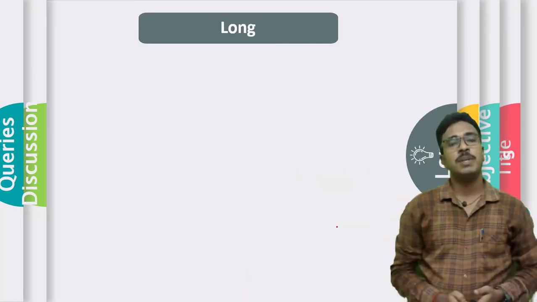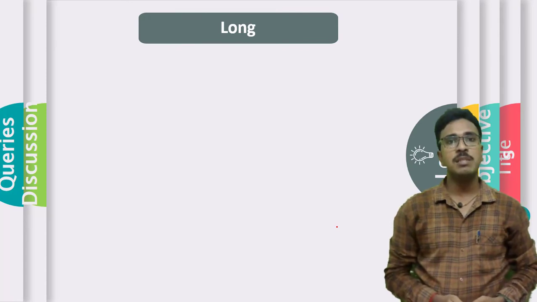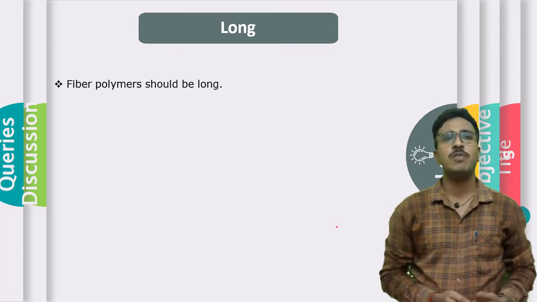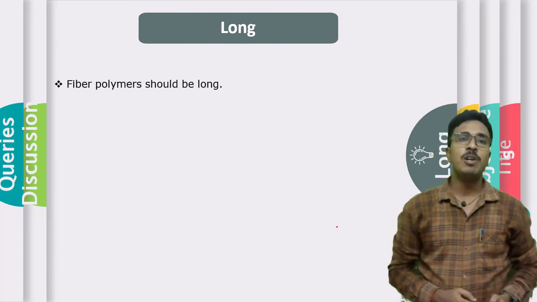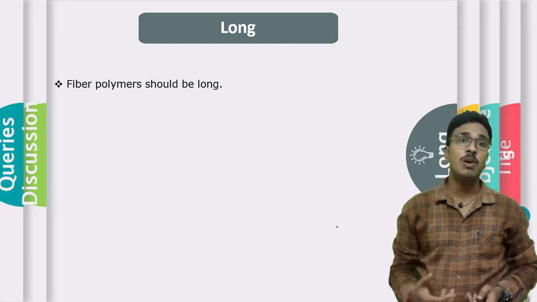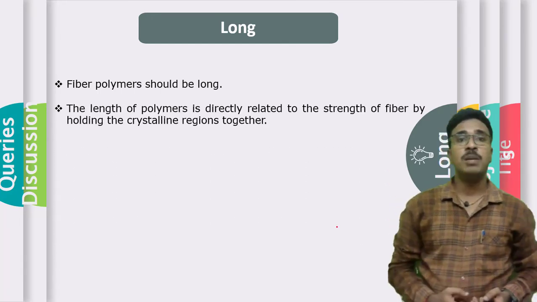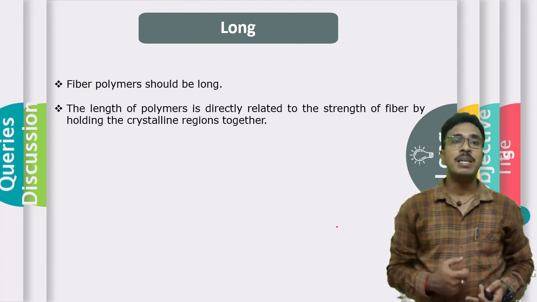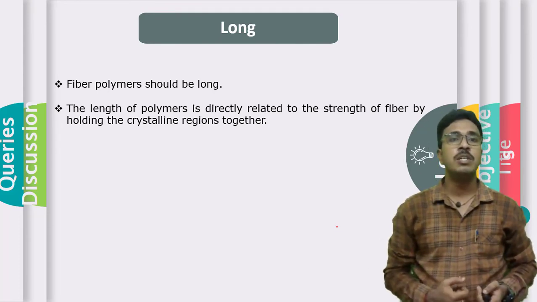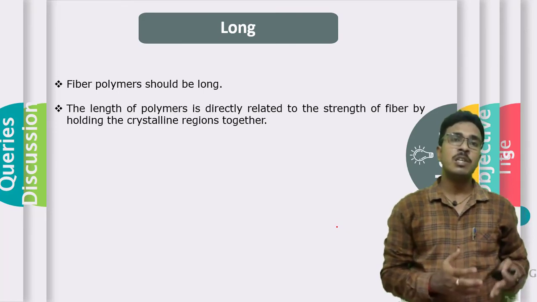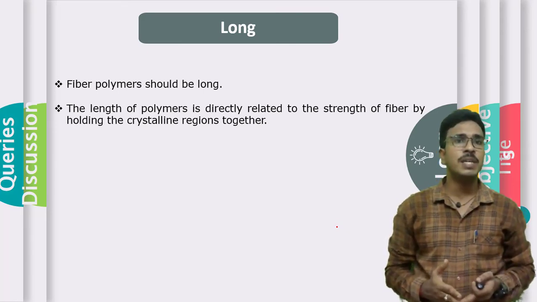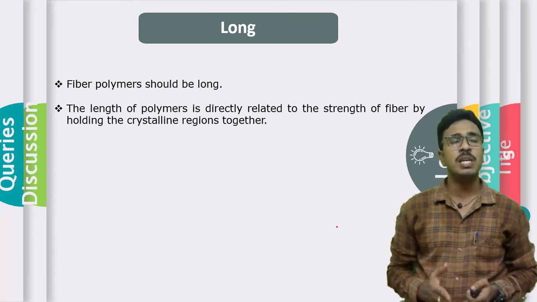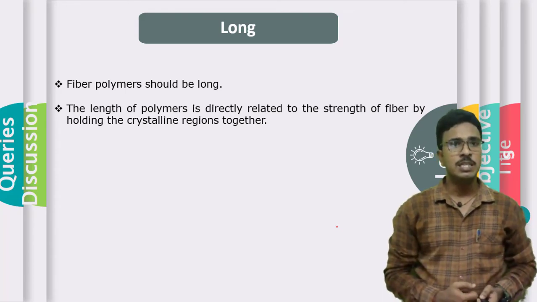The next important principle of a fiber forming polymer is the length of the polymer chain. The fiber forming polymer should be long. The length of the polymer is directly related to the strength of the fiber by holding the crystalline regions together. That means the strength of a polymer can be obtained directly based on the length of the polymeric system.